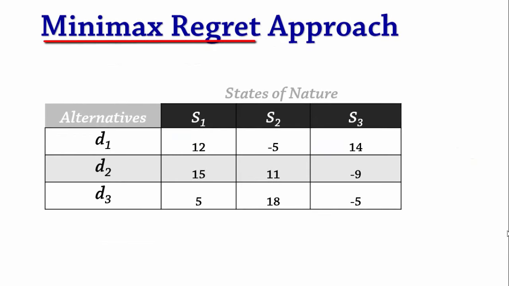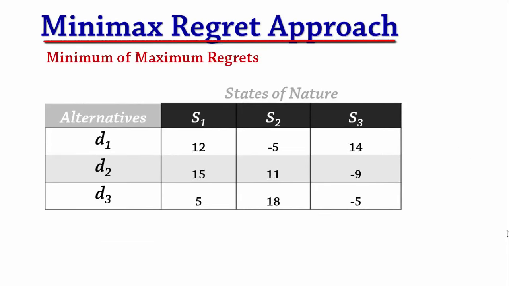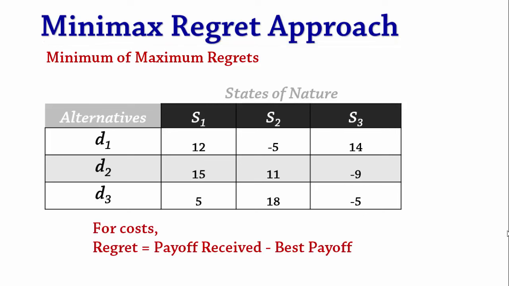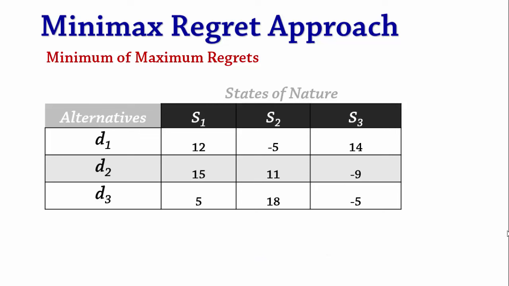The Minimax Regret approach. Using this approach, we choose the alternative with the minimum of all the maximum regrets across all alternatives. Regret is the difference between the best payoff and the actual payoff received in a particular state of nature. Therefore, for S1, the best payoff is 5, since we're dealing with costs. That is, if you knew S1 was going to occur, you would have chosen D3.